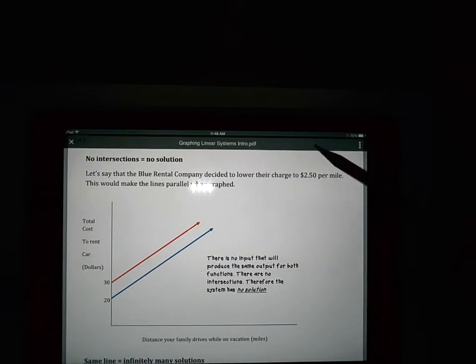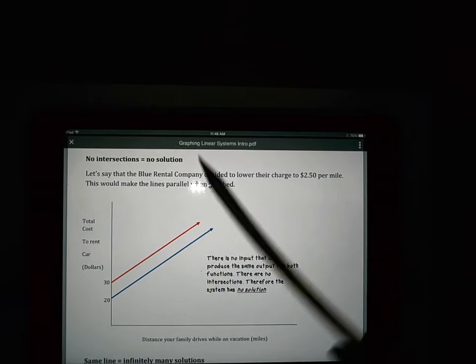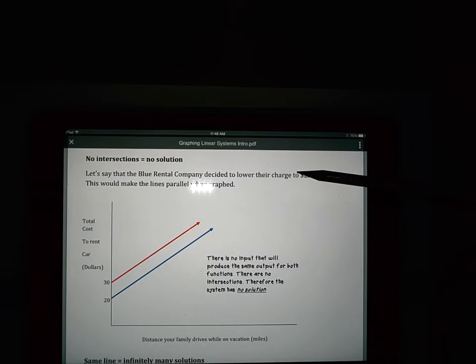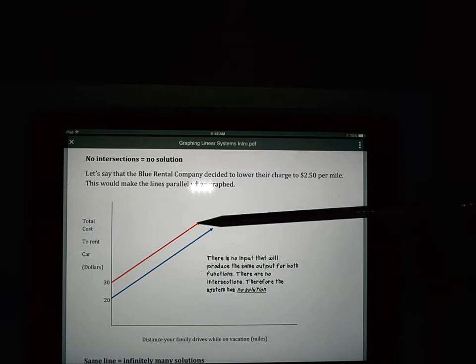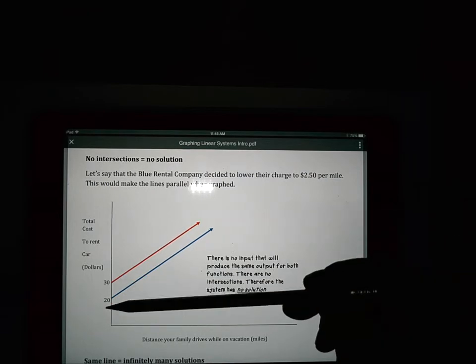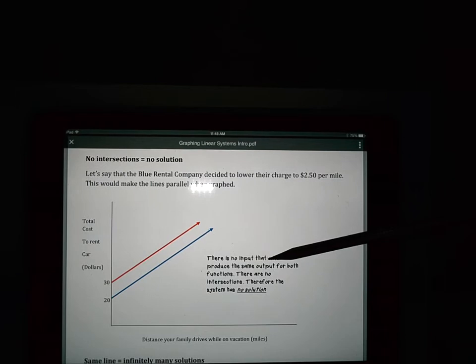No intersections is the same as saying that there's no solutions. As I mentioned before, we're going to have two parallel lines. So let's look at the situation. This means that the blue rental company decided to lower their charges to $2.50 per mile. When the lines were graphed, they were parallel. They have different intercepts, but the same slopes. No input would produce the same output for both functions, and therefore there are no intersections. The solutions, there would be none. And so we say that this system has no solutions.